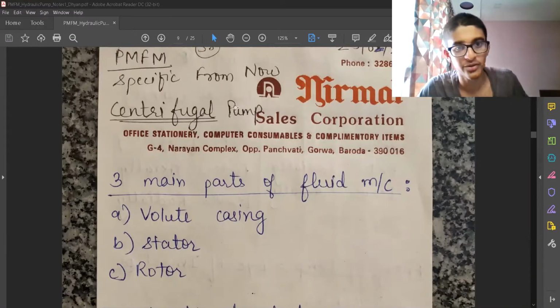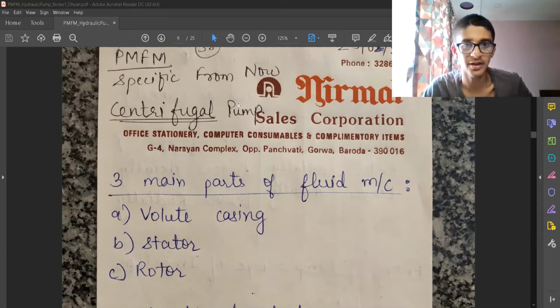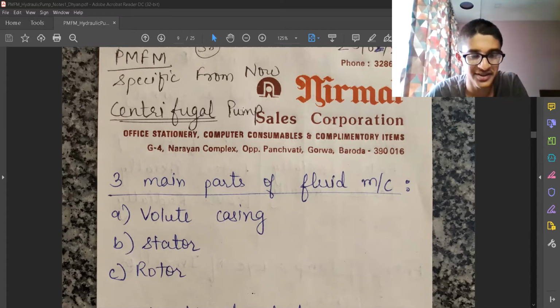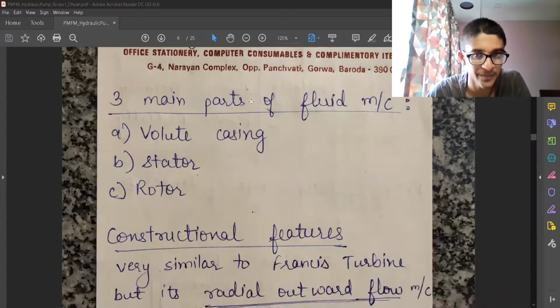So from now on, we are going to study specific to the pumps, that is centrifugal pump. Till now, we have seen general pumping system and the modeling of how we will get the net head provided by the pump. From now on, we'll have centrifugal pump, which are the specific first type of pump.